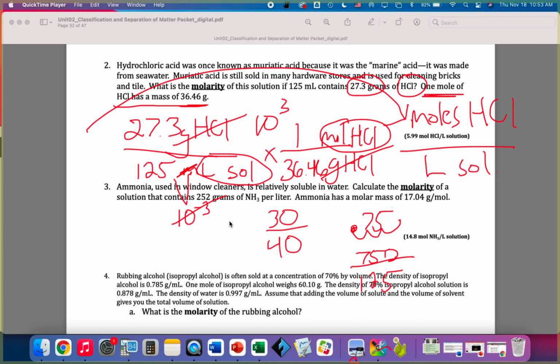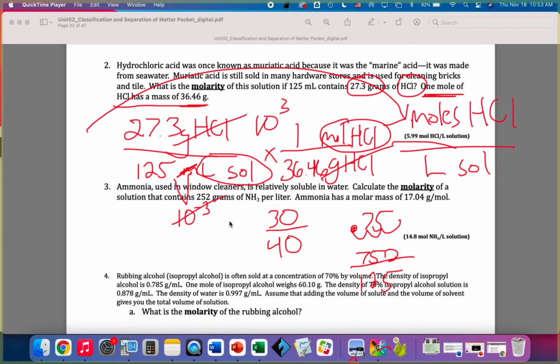So let's go ahead and get our real calculator answer now. We've got 27.3 on top. We're going to divide that by 125. We'll multiply by 10 to the positive third, divided by 36.46. Final answer is 5.990. 3 sig figs on top, 3 sig figs on the bottom, 4 sig figs on the bottom. Yeah, we'll go with 3 sig figs. So 5.99. Sure enough, that is the correct answer.